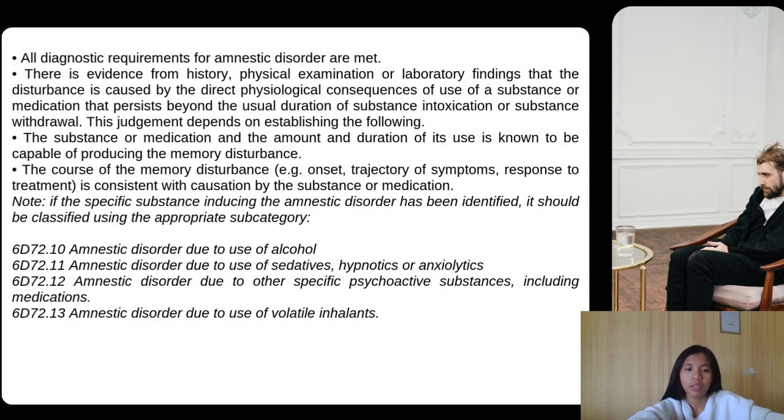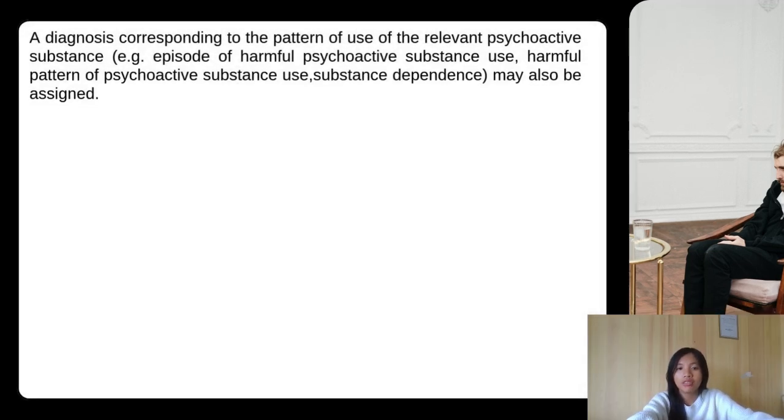So what this means is that the key points to confirm this diagnosis are that the drug or substance used is known to cause memory problems. For example, heavy alcohol use or sedative abuse is known to damage memory, and also the timing and pattern of the symptoms match the use of the substance. The memory loss started and progressed in a way that makes sense given the substance used. So these are the additional informations.